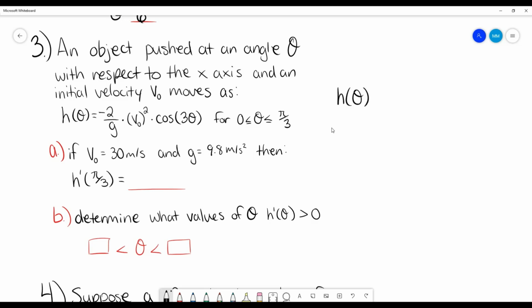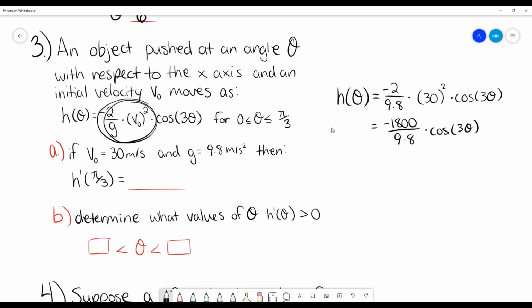So h of theta in this case is going to equal negative 2 over 9.8 times whatever 30 squared is times cosine of 3 theta. And we just keep doing that. So that's going to be a 900. It's going to be negative 1800 over 9.8 times cosine of 3 theta. And what this does is we don't have to worry about taking the derivative of those variables because we're plugging constants in. So we can do that initially and then take the derivative with respect to theta.